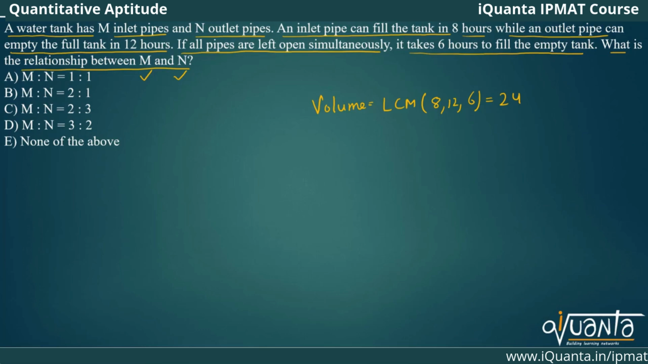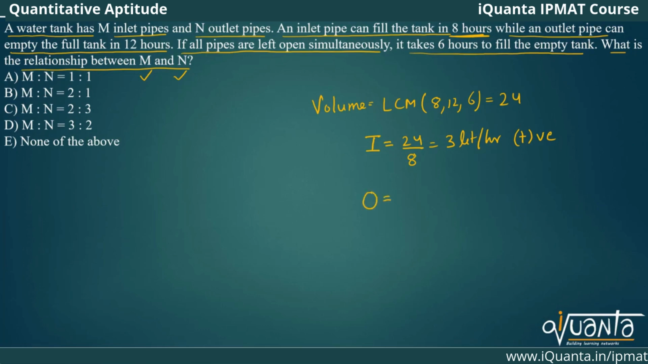We know that the inlet pipe is filling the tank in 8 hours. So inlet pipe will have an efficiency of 24 over 8 hours, so that means 3 liters per hour. 3 liters per hour, and this will be positive because this is an inlet pipe, and we take the efficiency of an outlet pipe as negative.